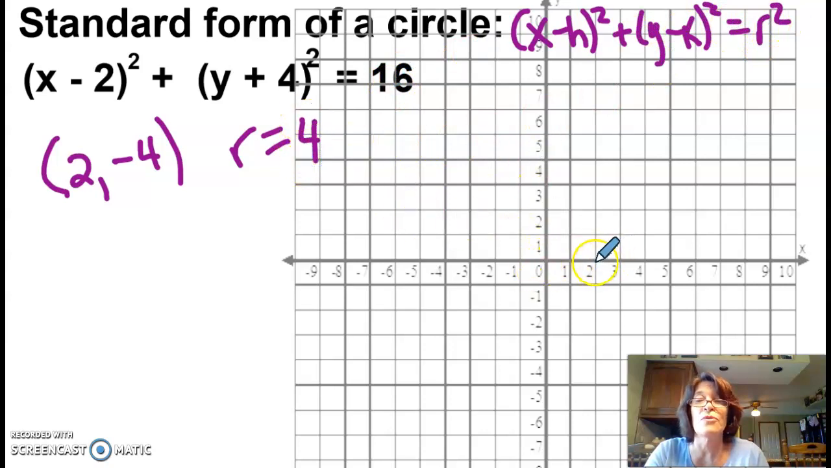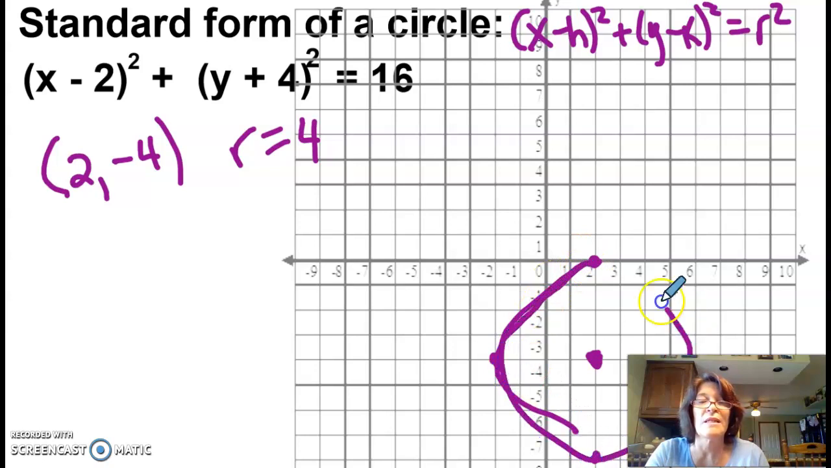So I'm going to graph 2, negative 4 as the center. I'm going to go up 4 because my radius is 4, to the left 4 from my center, down 4, and to the right 4. Hopefully I draw a better circle than this. Sorry. But anyway, any point on this circle, if I put the x coordinate in and the y coordinate in, would equal 16. Isn't that nice?